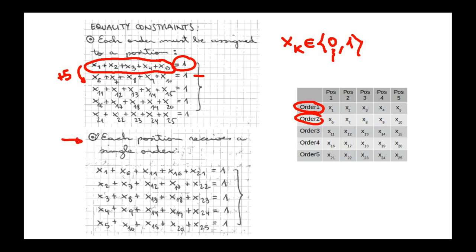What about the second set of constraints, that is, each position receives a single order? Now we look at the table from the top. What about the first position? Here we have a candidate, order number 1, another candidate, order number 2, 3, 4, and 5. So only one out of these 5 orders will be in position number 1. So x1 plus x6 plus x11 plus x16 plus x21 will be equal to 1. And the same goes for the remaining positions. So we have the second set of equality constraints, because I'm forcing only a single order to be equal to 1, to be assigned to this position.